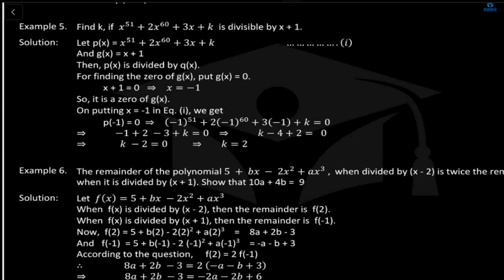If the polynomial p(x) is divisible by x plus 1, then what will be the remainder? 0. Yes, very good. It will be 0. So if it is 0, then you already know that p(x) is divisible.